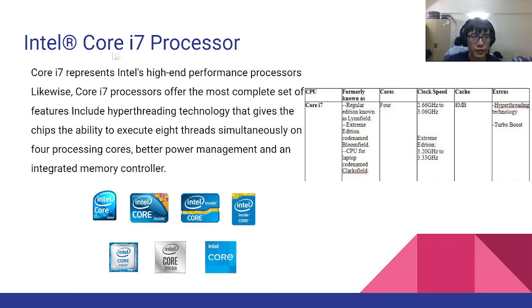For the Intel Core i7 processor, Core i7 represents Intel's high-end performance processor. Core i7 offers the most complete set of features, including hyper-threading technology that gives the chips the ability to execute 8 threads simultaneously on 4 processing cores, better power management, and an integrated memory controller.